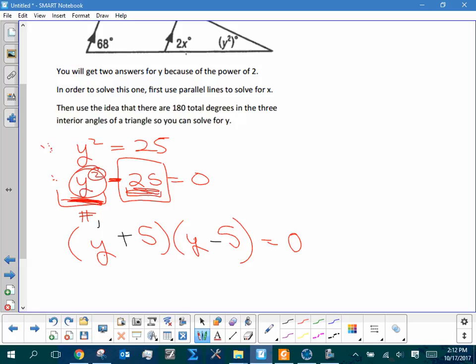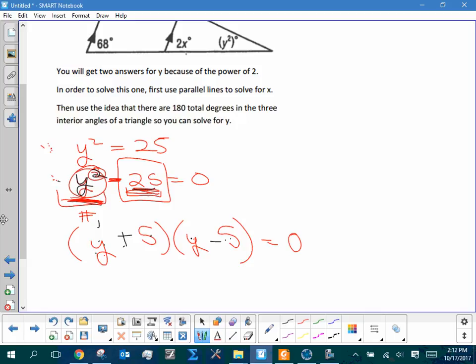When we FOIL, first times first is y squared. Outside times outside gives me negative 5y. What's inside times inside give you? Positive 5y. What do those two do to one another? They cancel out. Negative 5, positive 5, they go away. Gives me 0y. That's why we don't see a y in here. But what's last times last then? Negative 25. So once I factor, I should be able to FOIL it to get back to what I started with. It's a routine check to make sure that I haven't made a mistake.